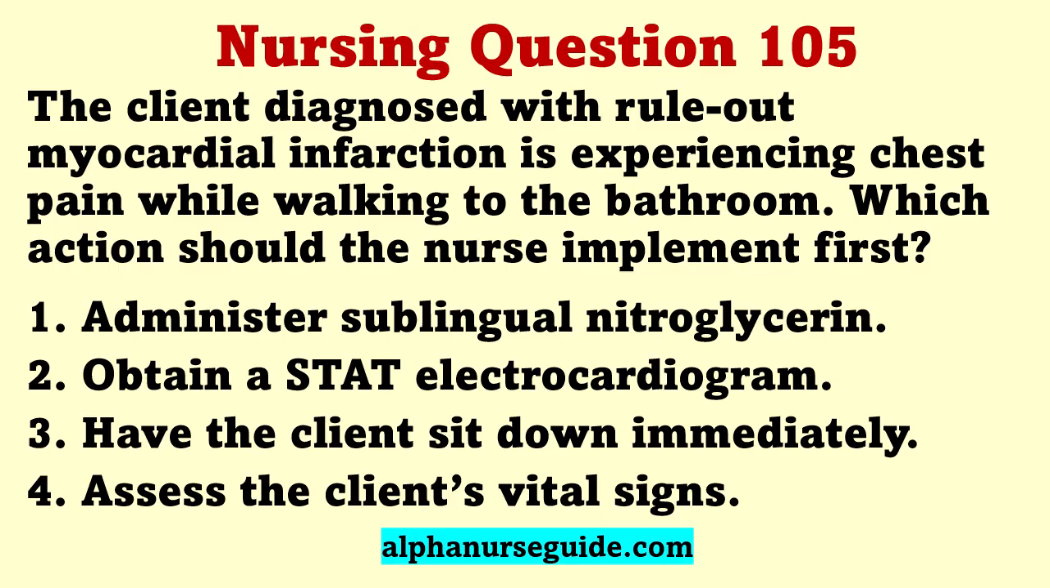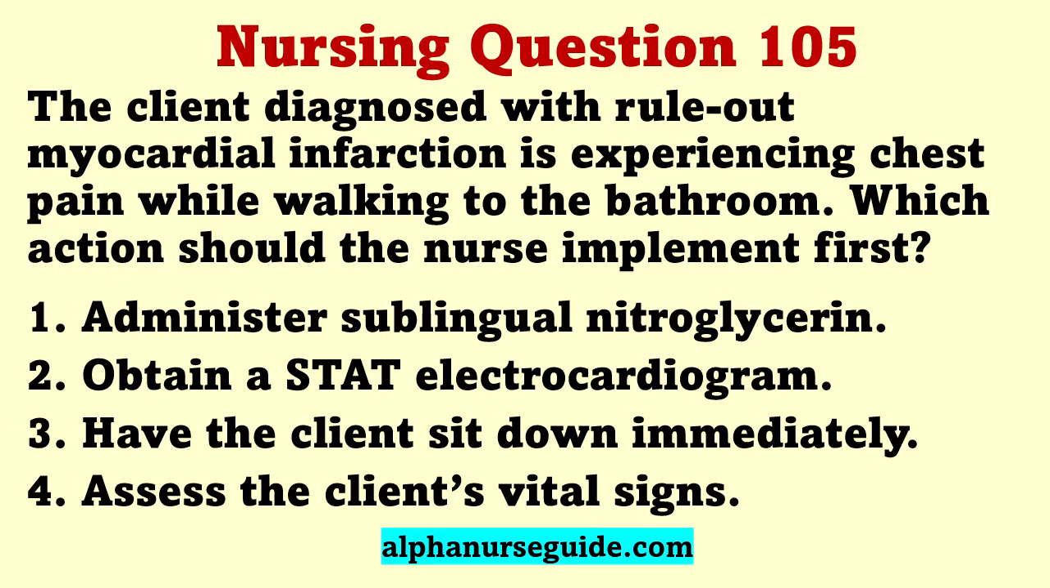Stopping all activity will decrease the need of the myocardium for oxygen and may help decrease the chest pain. The nurse must assume the chest pain is secondary to decreased oxygen to the myocardium and administer a sublingual nitroglycerin tablet, which is a coronary vasodilator, but this is not the first action. An ECG should be ordered, but it is not the first intervention. Assessment is often the first nursing intervention, but when the client has chest pain and a possible MI, the nurse must first take care of the client. Taking vital signs would not help relieve chest pain.